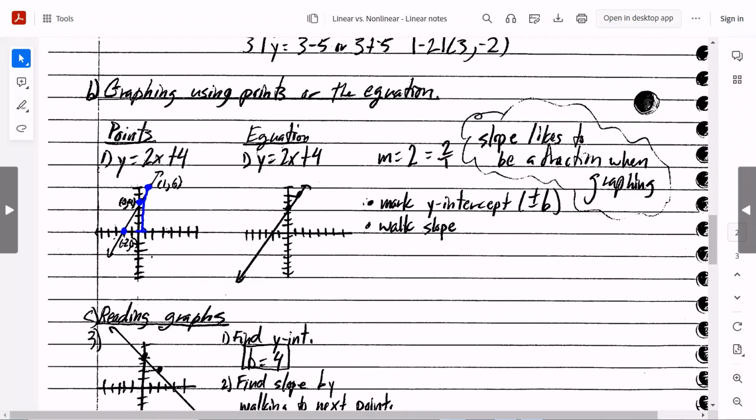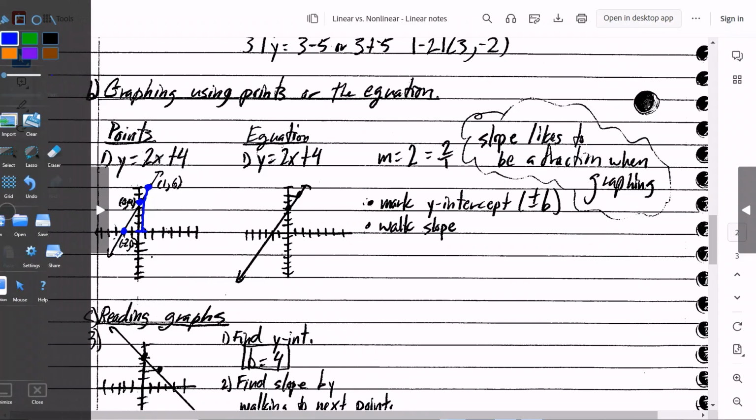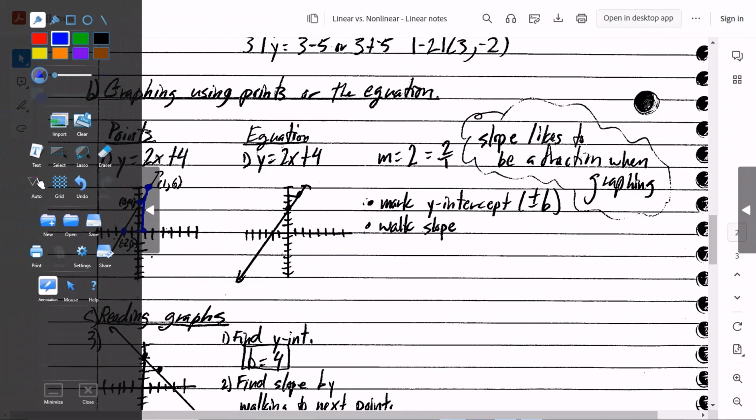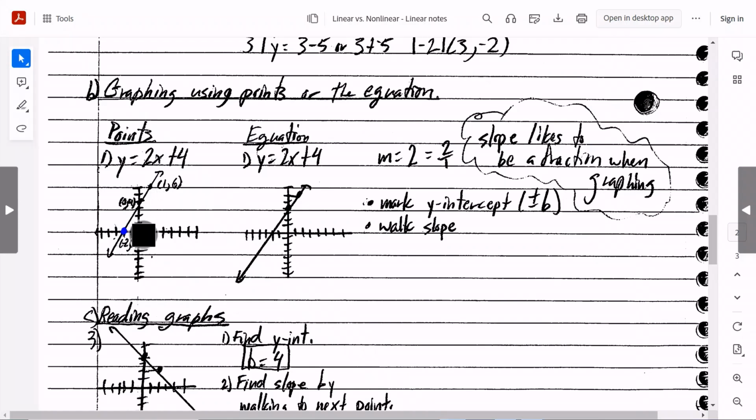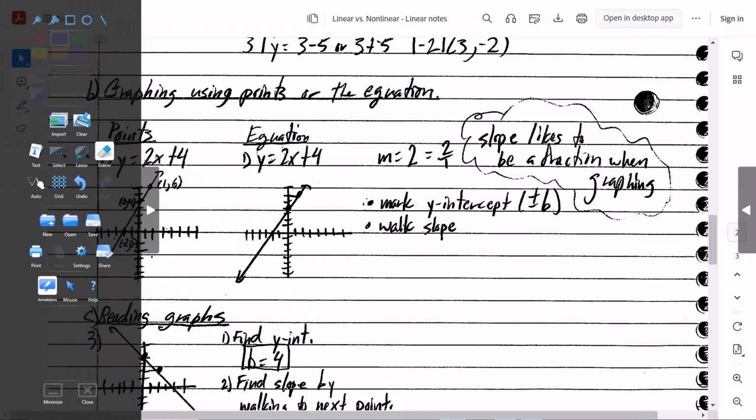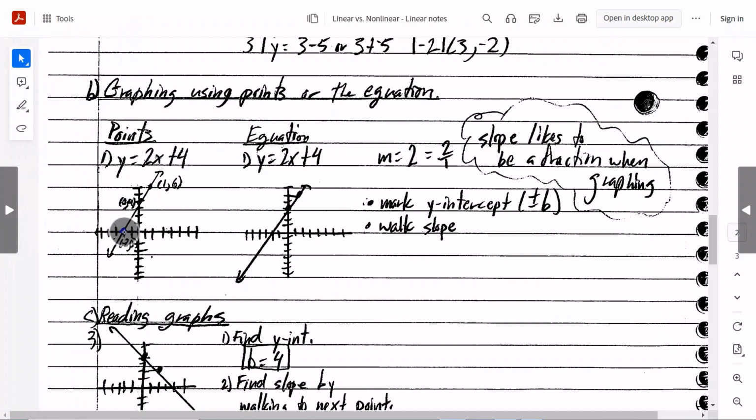Nope, it's +2. I'm going to show you why in a minute. So you mark those 3 points. 1, 2, and then 1, 6 is about right there. I'll fix my problem there.